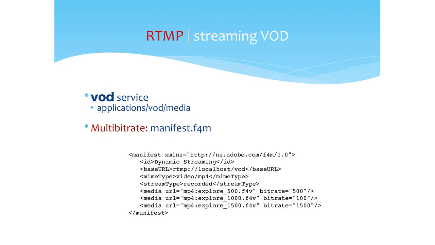And you just specify your base URL here, and the type, which is recorded, and then the media URL. In this case, because it's H.264, you always put MP4: before the file name. That's important, so that Flash recognizes that that's the type of file that you want to stream. And then you just enter the bit rates for each of them. And there's a typo in there. It should be 1,000.